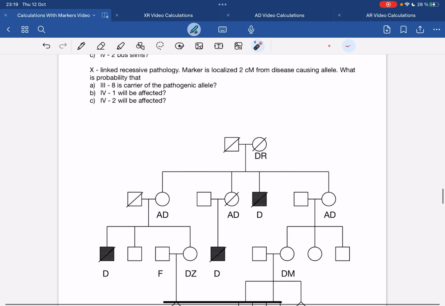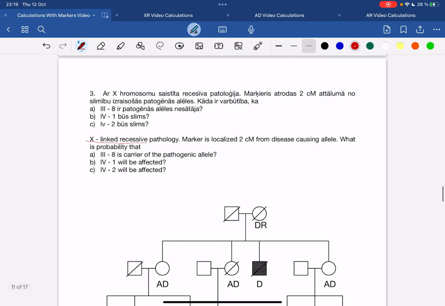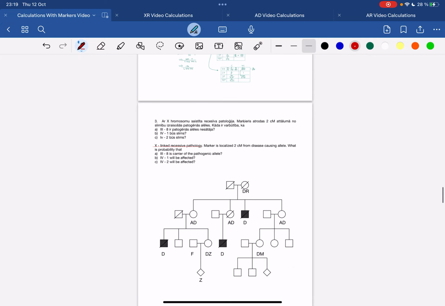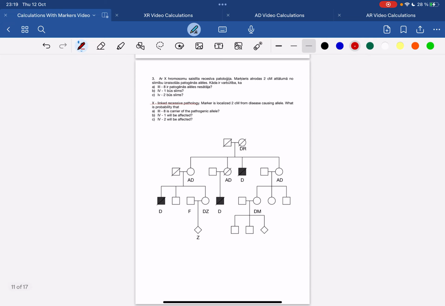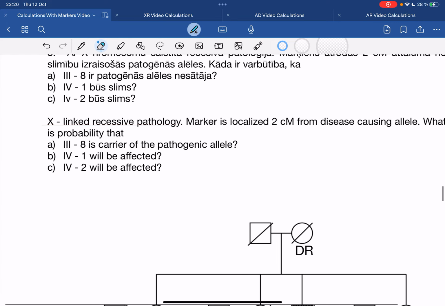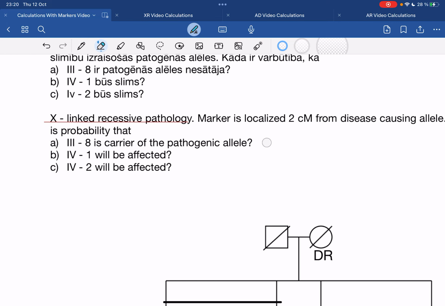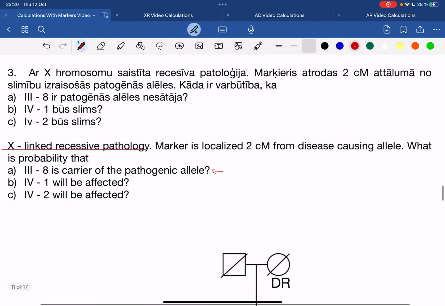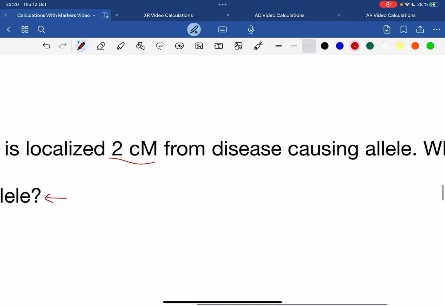Now we go down to number 3, which is X-linked recessive. And here actually I've come to be facing a problem with this type of calculation, specifically when we come to these individuals right here. But we will get to them later. Let's start with the first one, which is what is the chance for 3/8 to be a carrier of the pathogenic allele? Let's start with the high versus low risk.